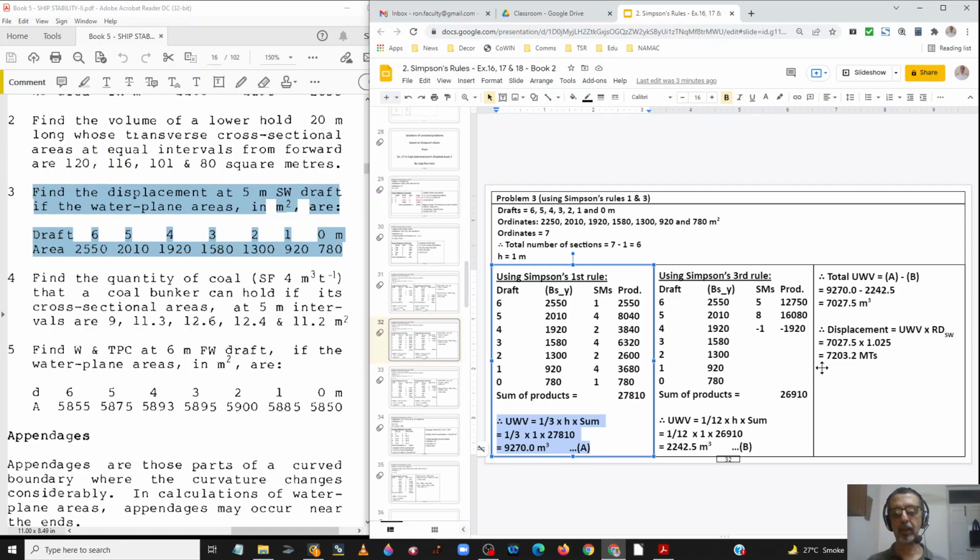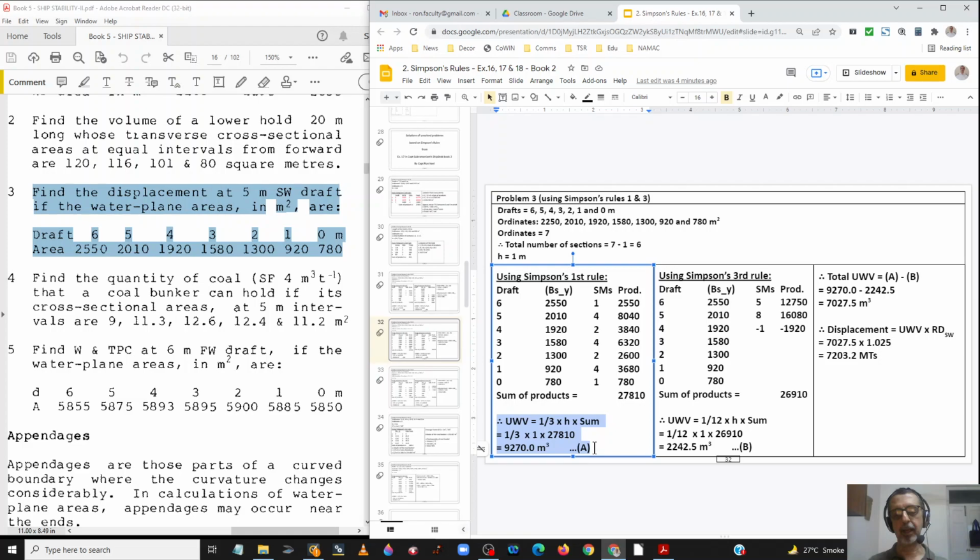Now the thing is, the displacement wanted is at 5 meter draft. So basically now we have to find the displacement that would be from 5 meters to 6 meters and subtract that from what we have found using Simpson's first rule. I'm going to calculate the underwater volume between 5-meter draft and 6-meter draft and subtract that from the underwater volume from 6 meters down to 0 meters, which is the point A.